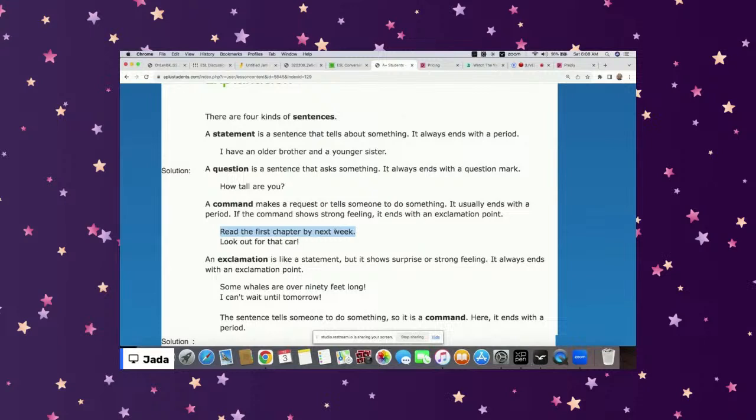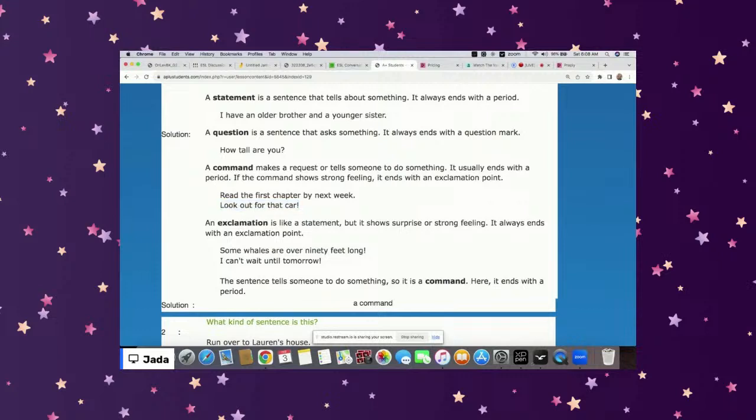Okay, so the next one that is showing a strong feeling, it says, look out for that car. Okay, so it's showing us strong feelings because the person is trying to express themselves and tell you, hey, look out there, be careful. Okay, so it shows a strong feeling. It ends with an exclamation point. So another example for that could be, shut the door right now. So you can put an exclamation because it is showing a strong feeling.